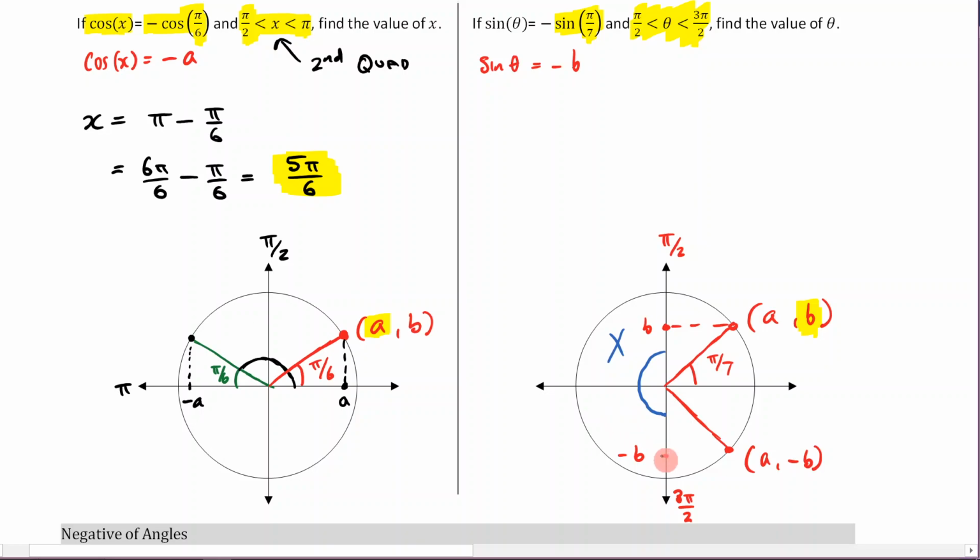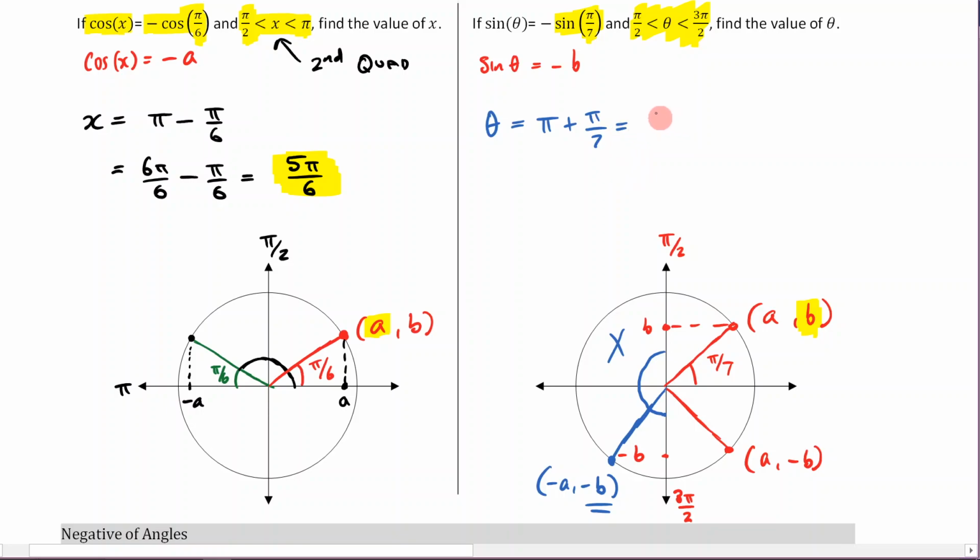What I'm going to do is say, well, what it's asking me to find is simply this. Because this right here is going to be negative a, negative b. And that's what we want. We want that negative b. We know that the angle that we need to remember here is going to be pi plus the angle that we've been given, pi on 7.